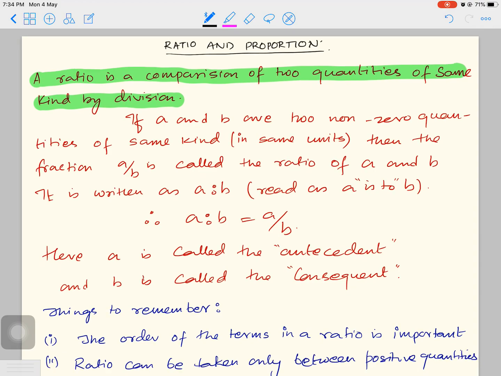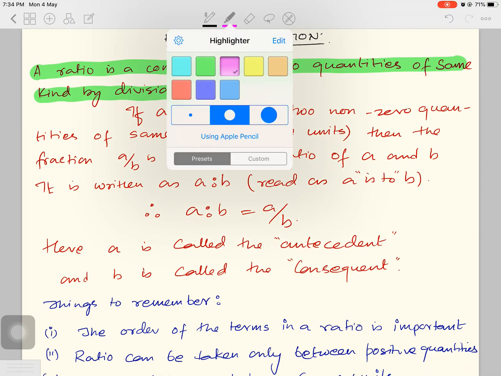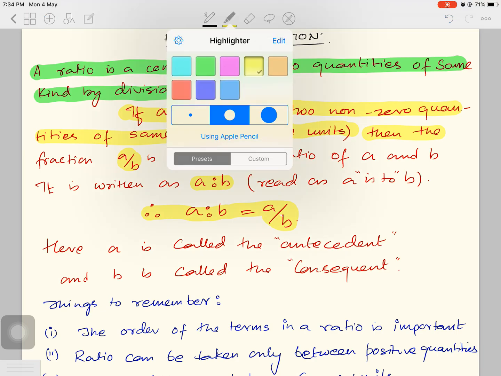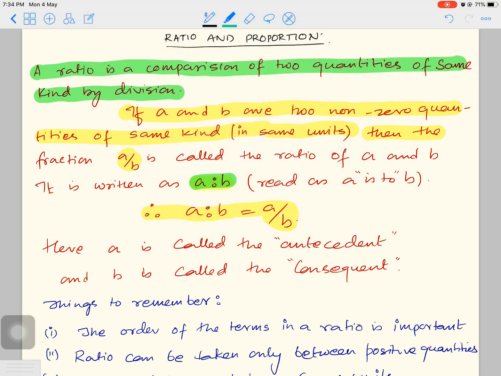Now let me highlight this as well. If A and B are two non-zero quantities of the same kind in the same units, then the fraction A is to B is called the ratio of A and B. It is written as, very simple, so when A is to B is converted into a fraction, it's A by B. Look at this. Therefore, A is to B is equal to A by B, as I'm highlighting. How do you read this, by the way? You read this as A is to B. This double dot you see here, let me write here, double dot, this is called is to.